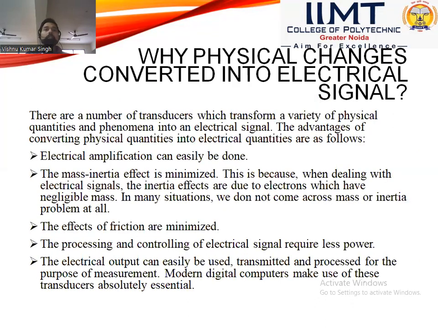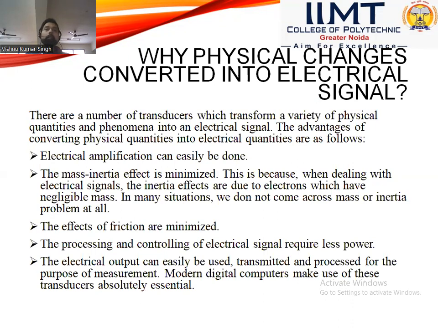Now the question is why the physical changes are converted into an electrical signal. What is basically the need for converting the physical changes into an electrical signal? So let us see that. There are a number of transducers which transform a variety of physical quantities and phenomena into an electrical signal. The advantages of converting physical quantities into electrical quantities are as follows.